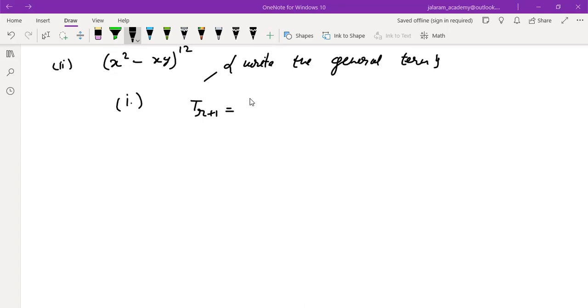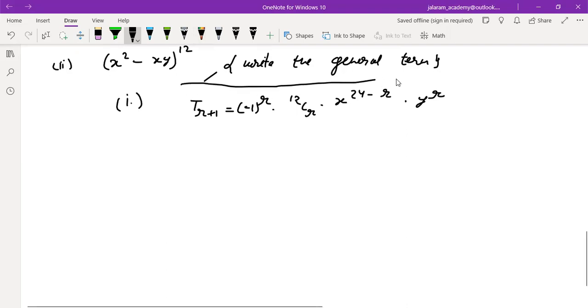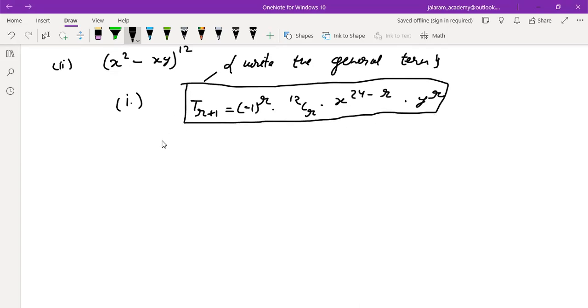Sir, it's minus 1 to the power r, 12Cr into x to the power 24 minus r, into y to the power r. Is it correct, everyone? Yes, sir. Anyone has doubt? No, sir.